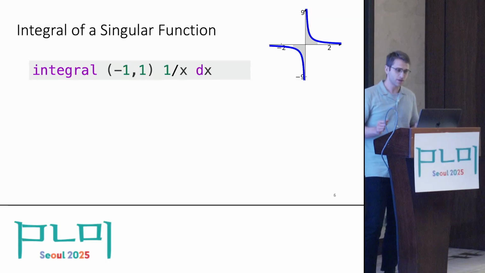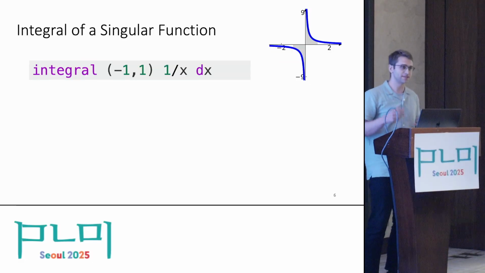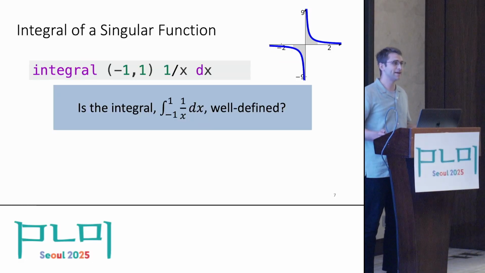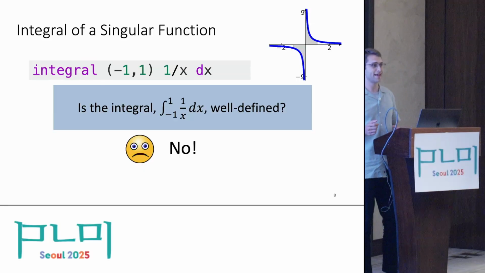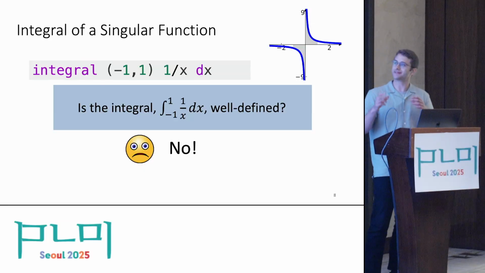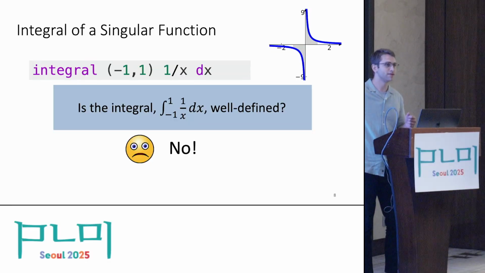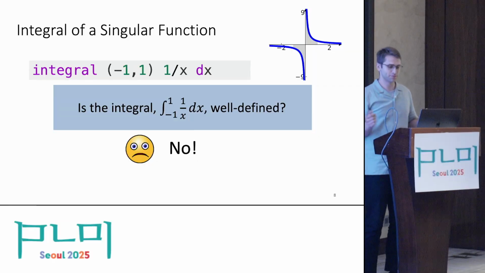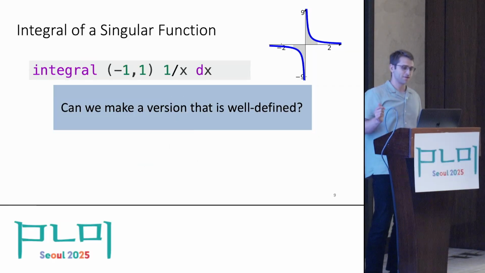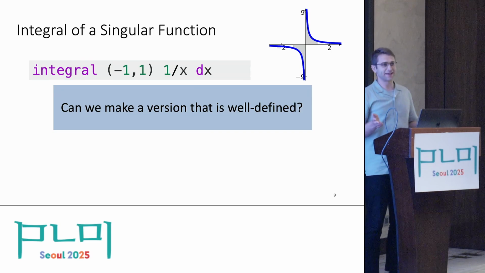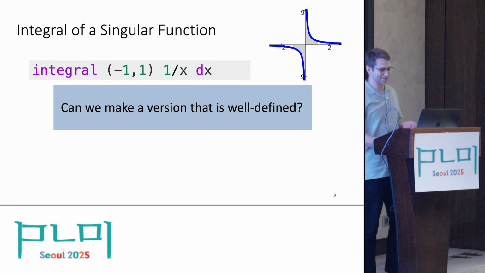So what if we take the integral of a singular function? We might ask, is the integral well defined? And the answer is no. And the reason is the way that you count area is by making these little rectangles. And if you draw a little rectangle around 0, it'll be unbounded, both below and above, right? So we're not going to settle for that, right? We can do something here.